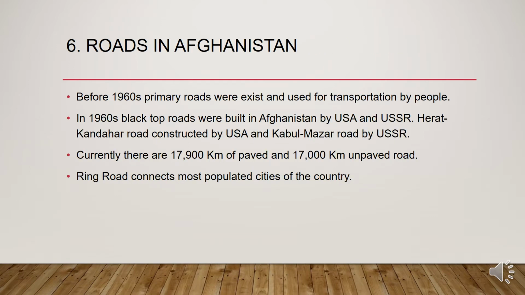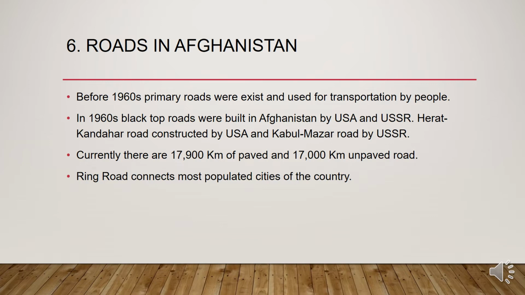Roads in Afghanistan. Before the 1960s, primary roads existed in Afghanistan, which were used by the people for transportation from one place to another and from one country to another. For the first time in the 1960s, blacktop roads were built in Afghanistan by the USA and USSR. The Kabul-Mazar Highway, constructed by the USSR, includes the Salang Pass and tunnel in this route, and the Herat-Kandahar road was constructed by the USA.